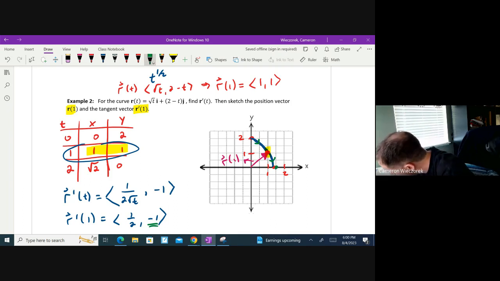And so if I sketch this, you'll see half a unit to the right. Maybe I'll do a different color. Let's do this rainbow color here.